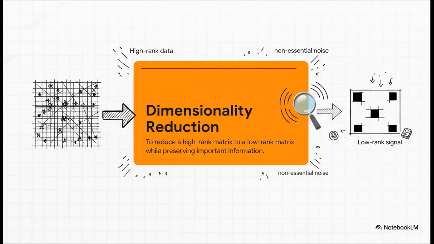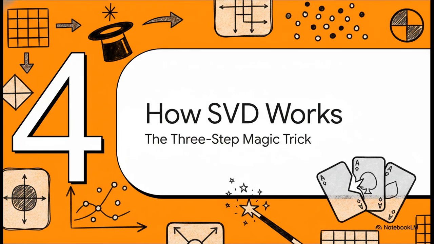Think of it like this. SVD takes a really messy, complicated set of data. That's what we call high rank, and it simplifies it down into a much cleaner, more basic version, a low rank version, that still keeps all the important stuff. It's kind of like finding the main melody in a really noisy song and just filtering out all the background noise. So how does it actually do this?